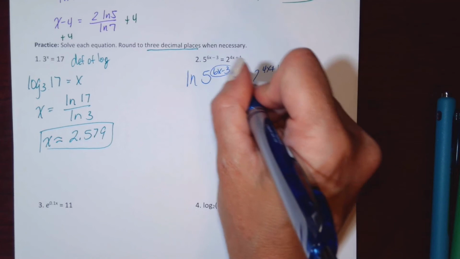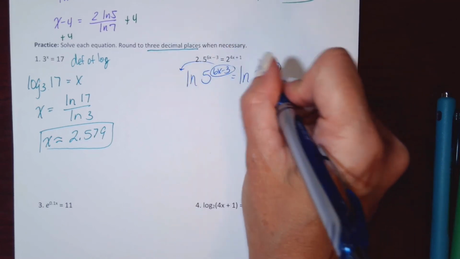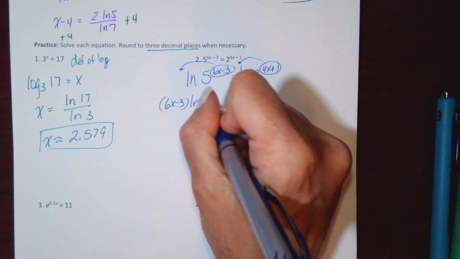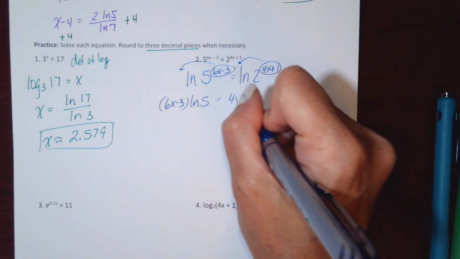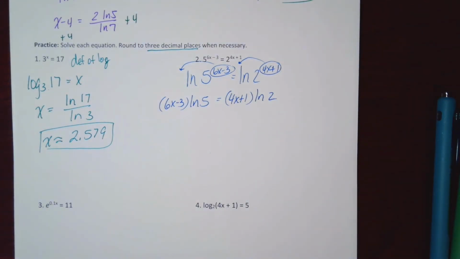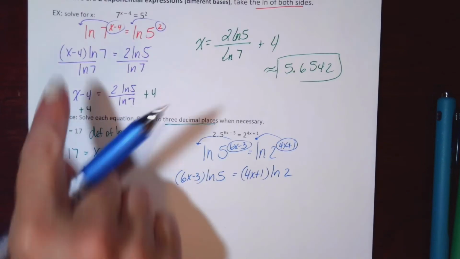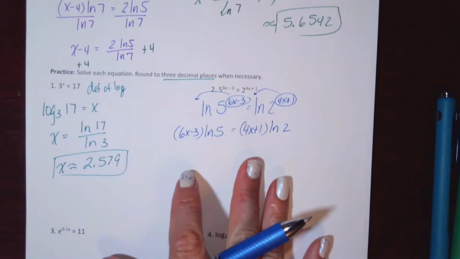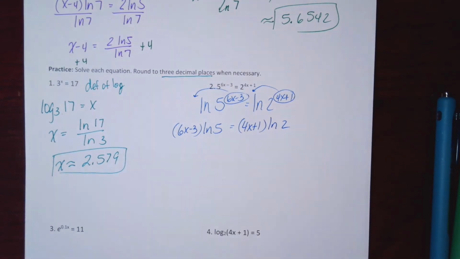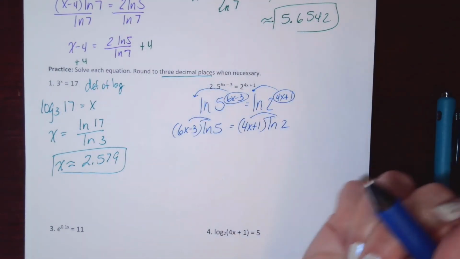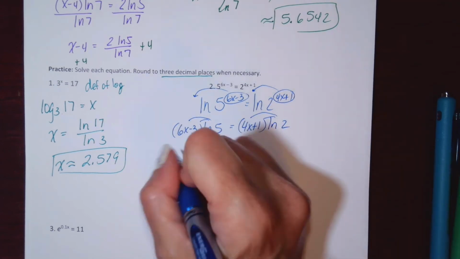So using my power rule again to bring those powers out in front. Now last time I only had one variable, and so I just divided out this natural log. Here I have the variable on both sides. So instead of dividing out the natural log, I'm going to distribute multiplication across that addition on both sides.